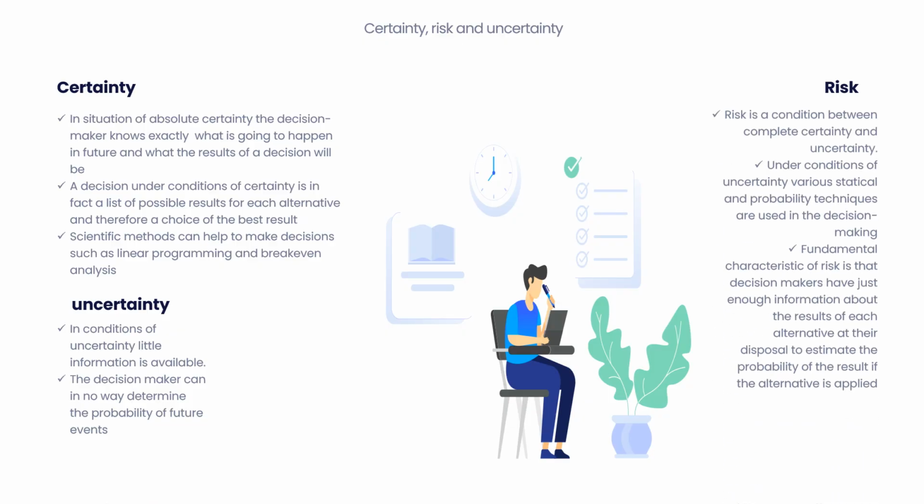Risk. Risk is a condition between complete certainty and uncertainty. Under conditions of uncertainty, various statistical and probability techniques are used in decision making. You see, we have some methods which can help you to overcome fear of risk. Fundamental characteristics of risk is that decision makers have just enough information about the results of each alternative at their disposal to estimate the probability of the result if the alternative is applied.